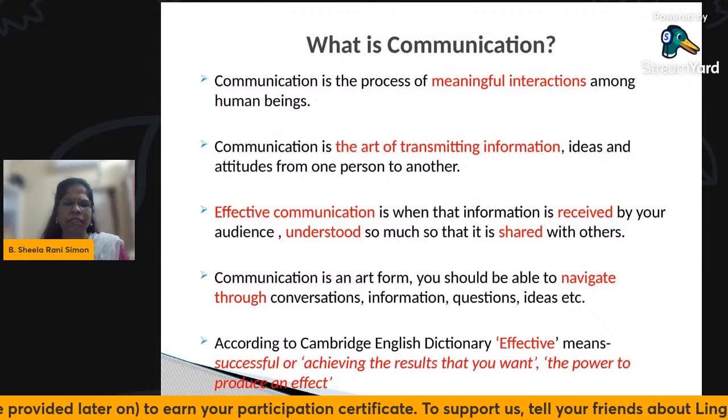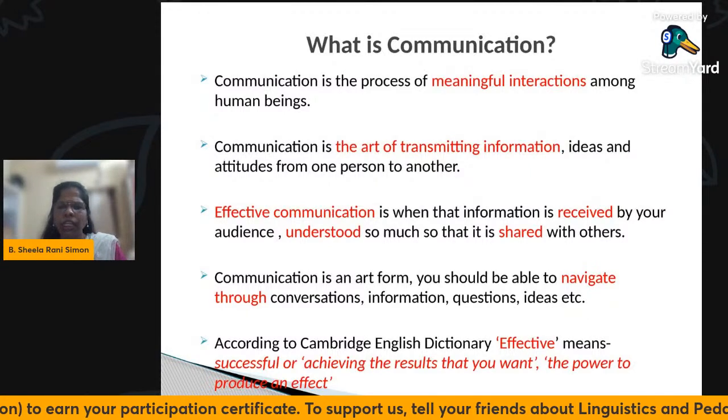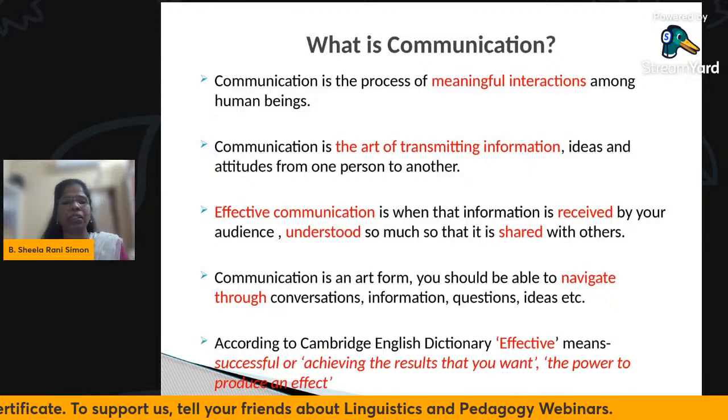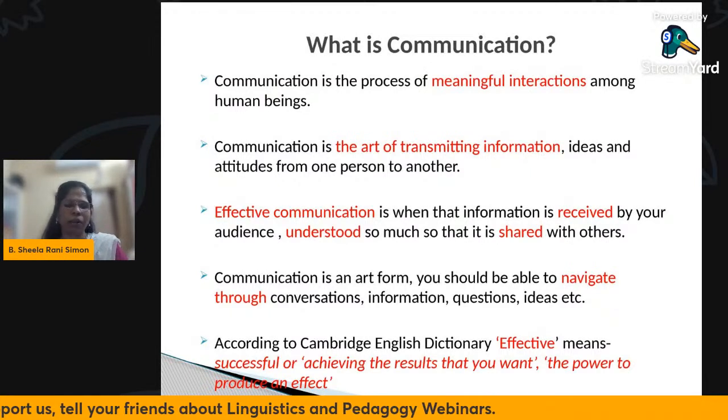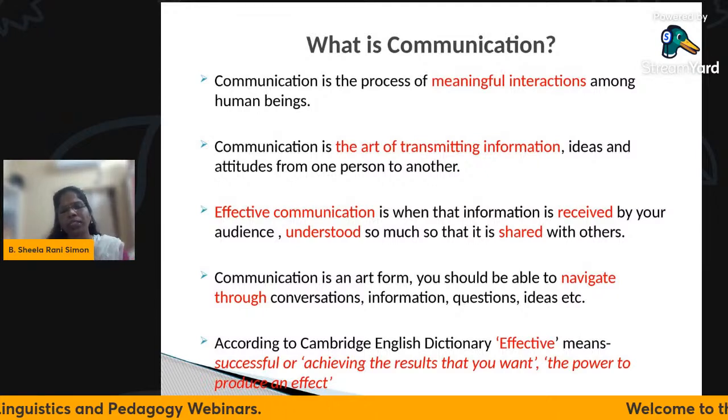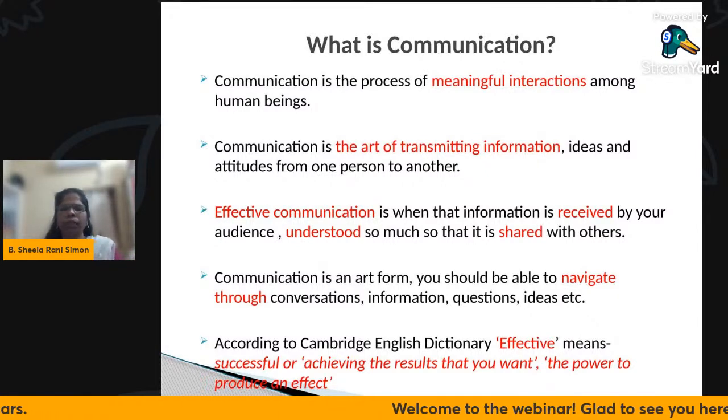That makes it effective communication. Three, if they have understood, they should be able to share it with others. I hope I'm making myself clear here. So, communication on one hand is just the process of having a meaningful interaction with people.